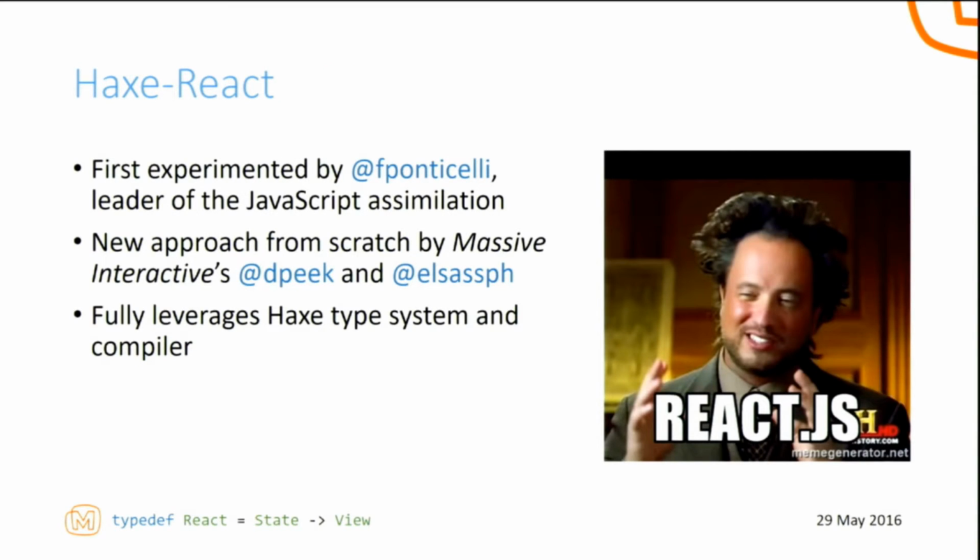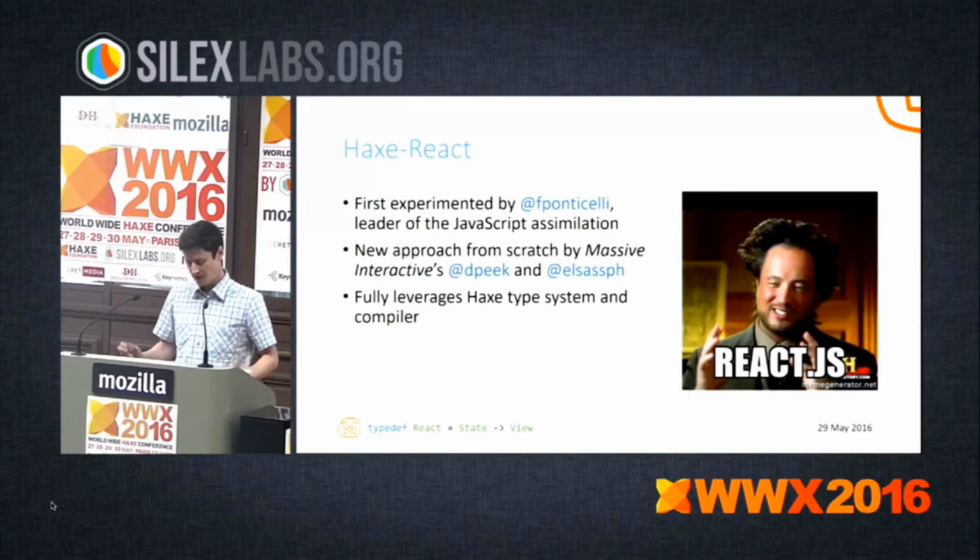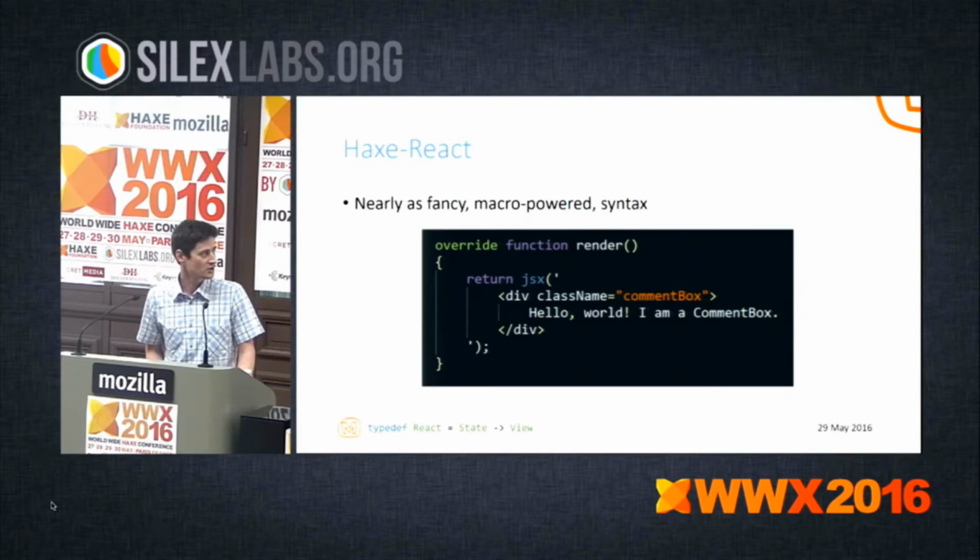So with Haxe, Haxe React, which was first experimented with by Franco, our master in the JavaScript assimilation plan, and we rebuilt that completely with David Peek. So we have everything. We have the full typing, full parsing, and generic code generation. So it looks a bit like that.